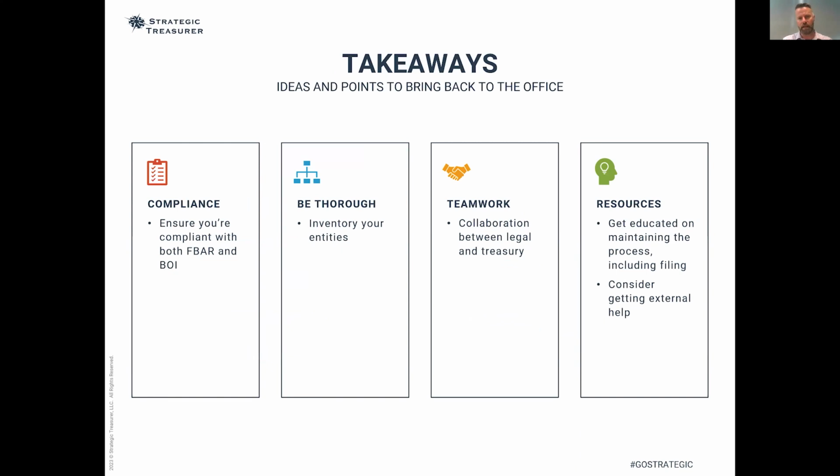And as we talk about some key takeaways, ideas and points to bring back to the office: compliance, number one. You want to ensure that you truly are compliant with both your FBAR and BOI if you're subject to those, and avoid those senseless penalties, both from a monetary perspective and anything else that could jeopardize an organization. You want to be thorough. As we talked about just now, take inventory, and it's probably good to take stock already. If you haven't, ensure that you know what needs to occur in any of your entities, make sure what's active and what's not active, and start that process to clean that up sooner rather than later.